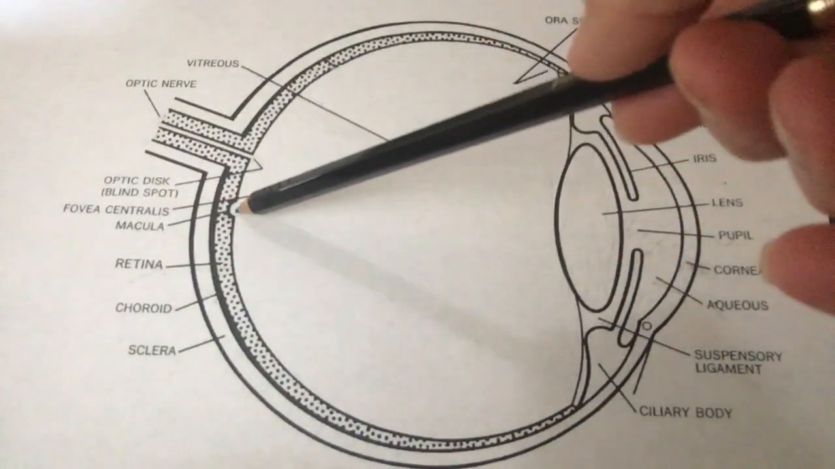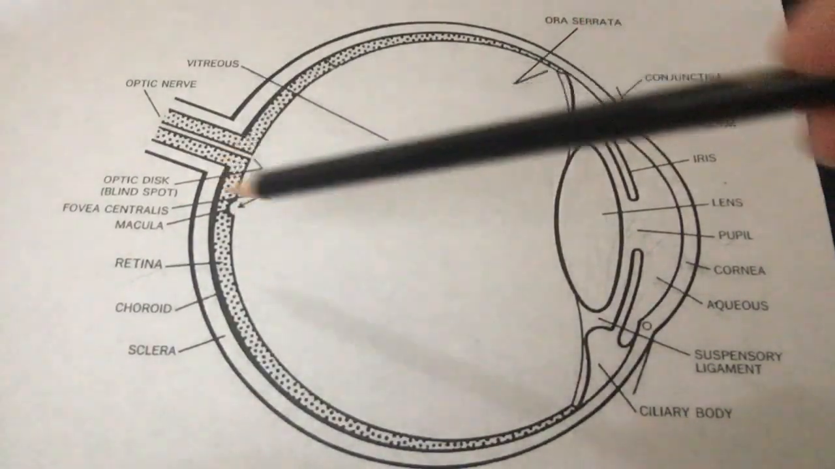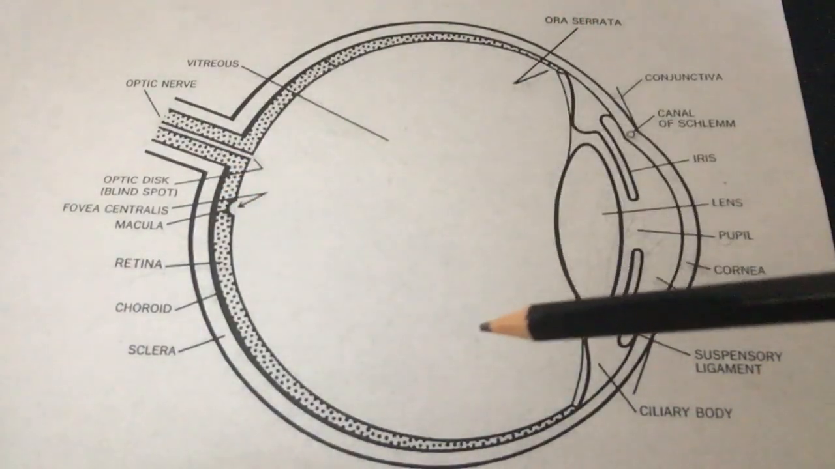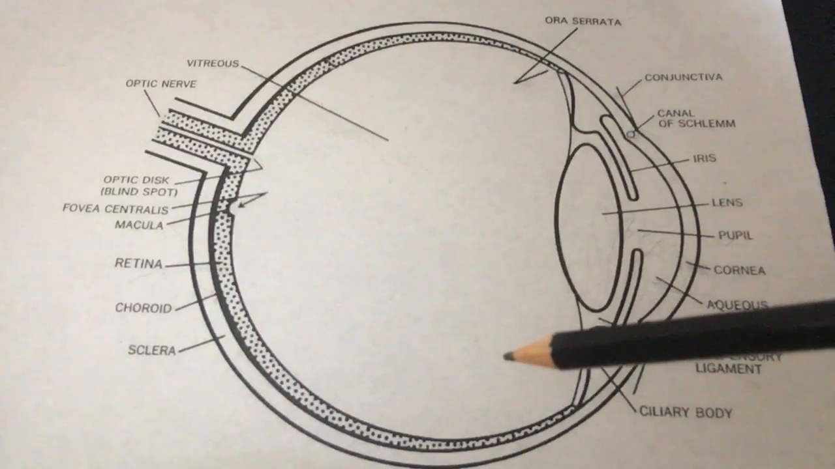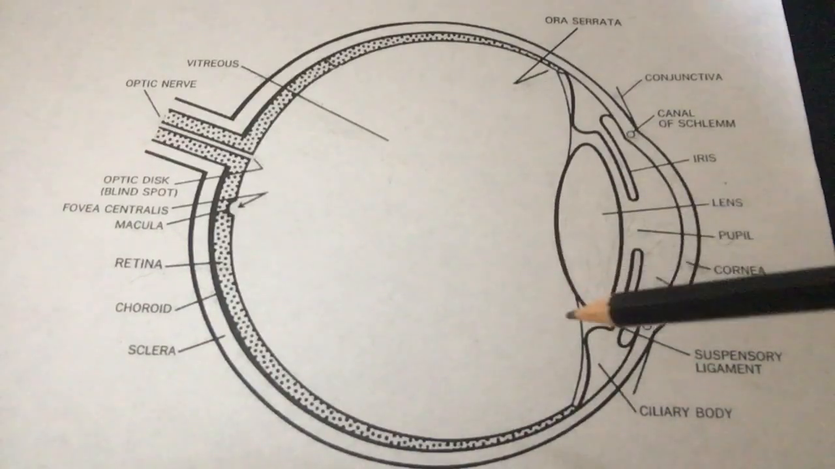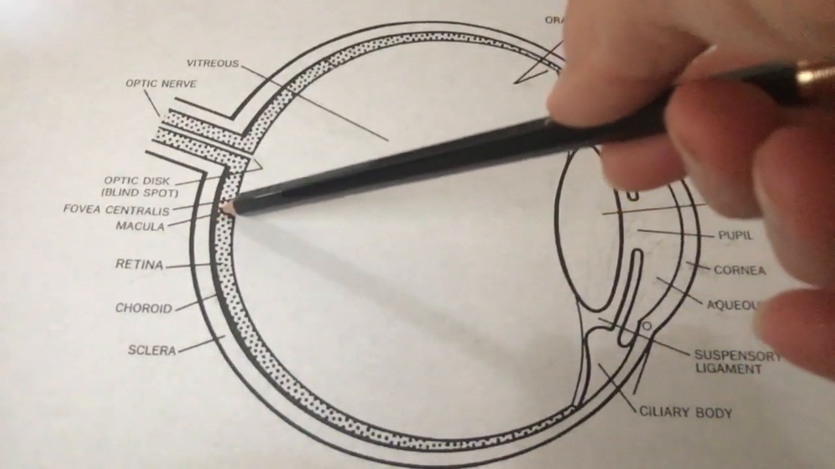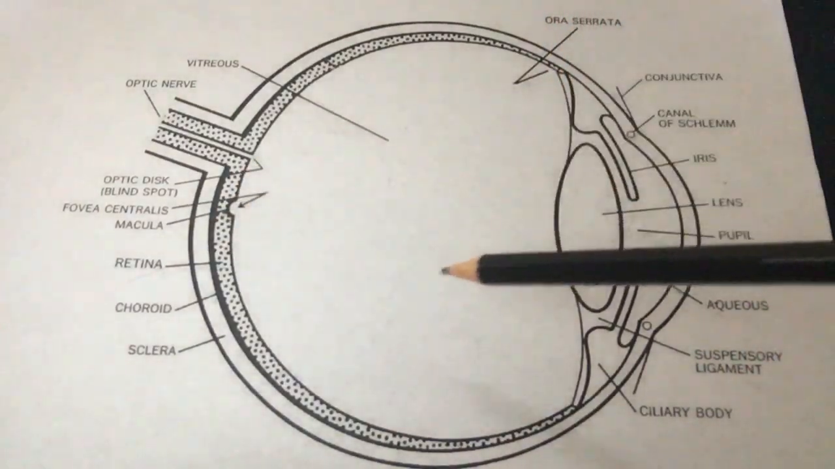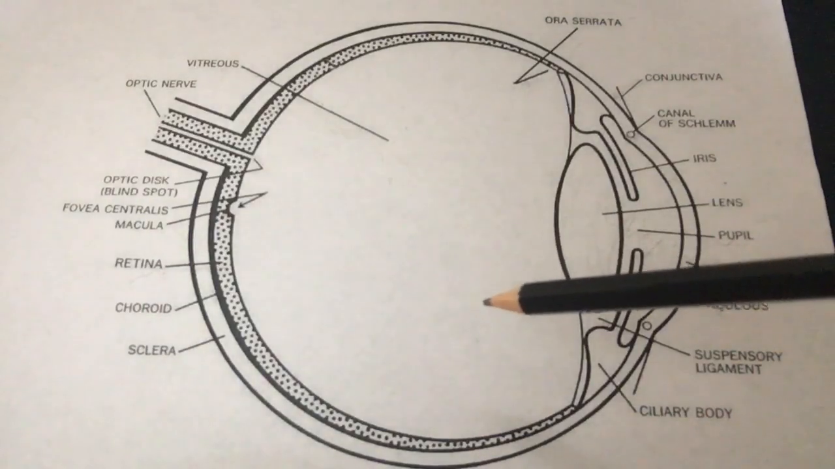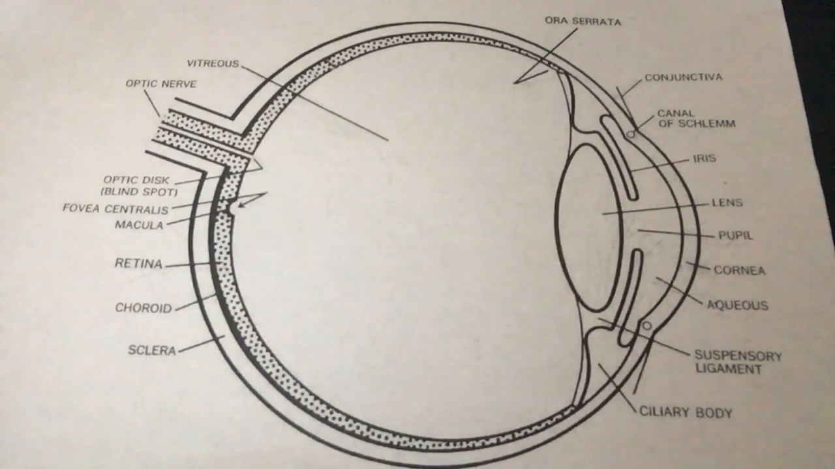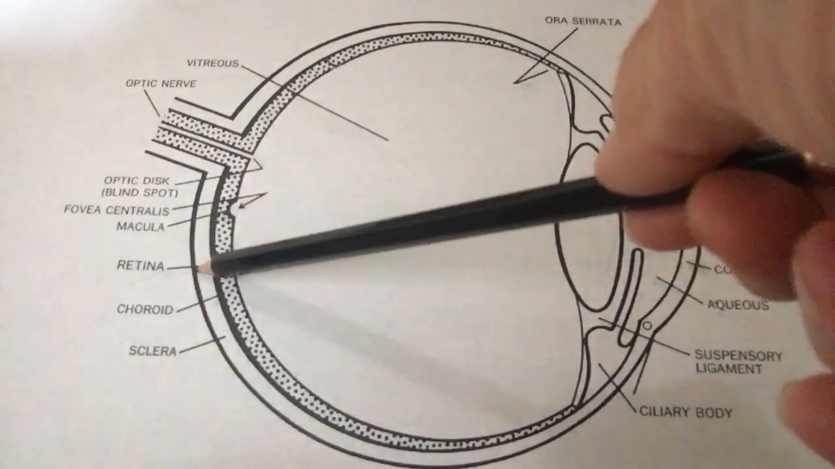Here we have the fovea centralis. It's a central portion of the macula, and this area has the highest concentration of cones, and it's only at the fovea that we have 20/20 vision. Next, we have the macula. The macula is a small, thinned-out area of the retina consisting almost exclusively of cone photoreceptor cells, which provide the highest visual acuity.